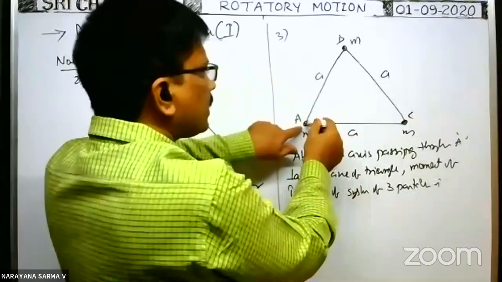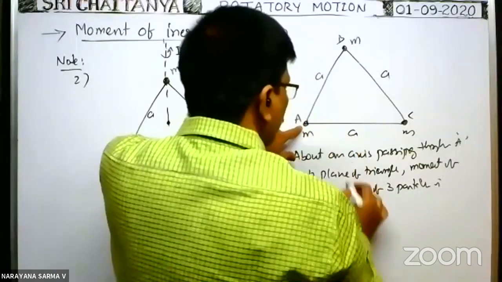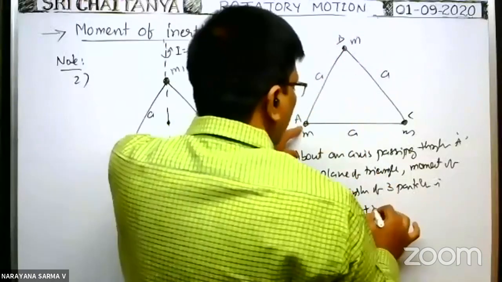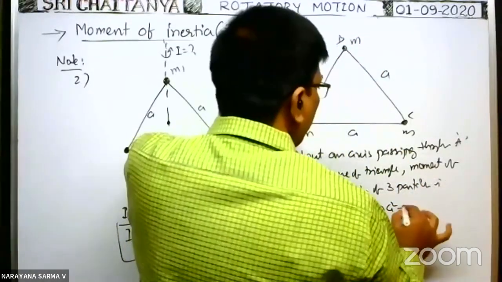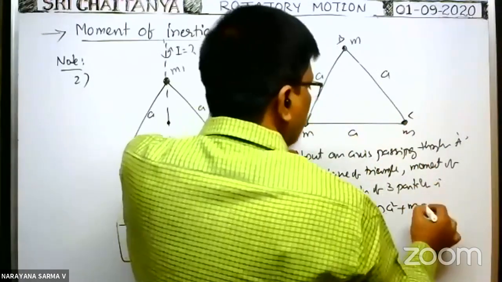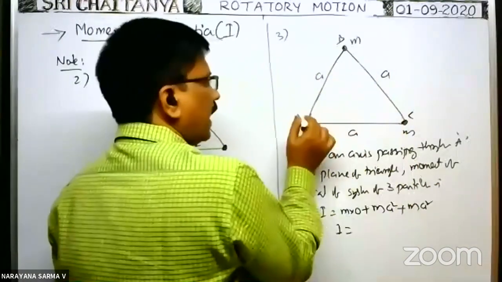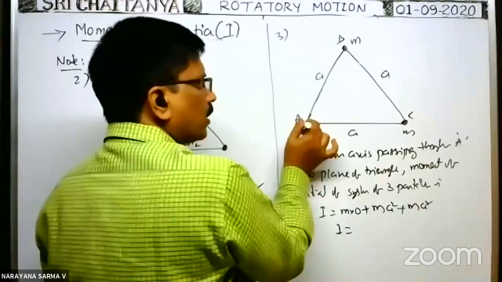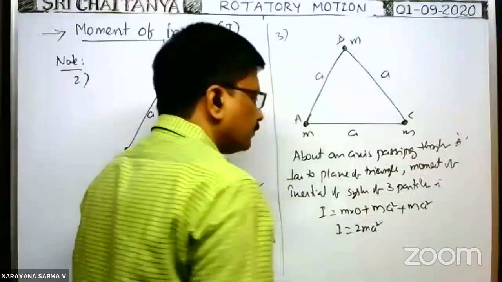No doubt this particle has no moment of inertia because mass into distance square means 0 only, plus moment of inertia of this particle about this axis means mass into perpendicular distance, which is a only, so a square, plus moment of inertia of this particle, m into perpendicular distance square means a square. Therefore, moment of inertia of the system of three particles about an axis passing through point A, or passing through one of the corners and perpendicular to the plane of the triangle, is equal to 2ma square.